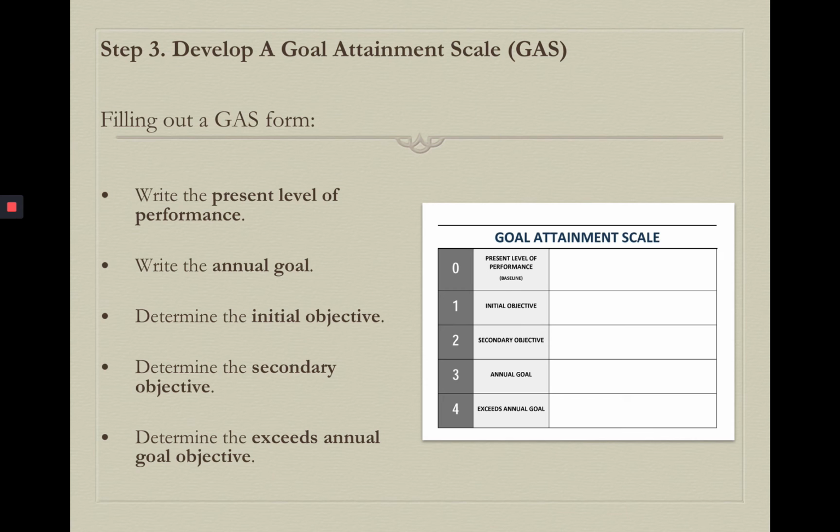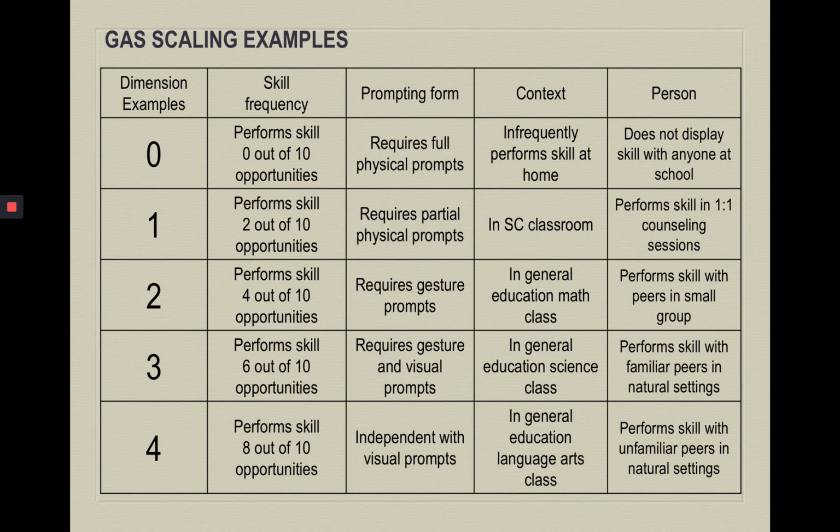Once you have those two, I would go back to the initial objective, right? And then fill in the secondary objective. Right? So how can the student incrementally make progress towards that annual objective? And then the fun one is level 4, where you have a student who exceeds the annual goal, right? So we can think about scaling our objectives across different dimensions, depending on what your target skill is and the criteria that you've set. Right?